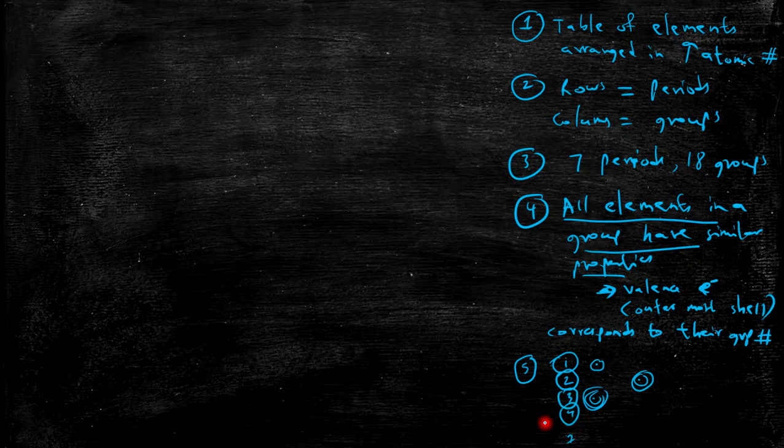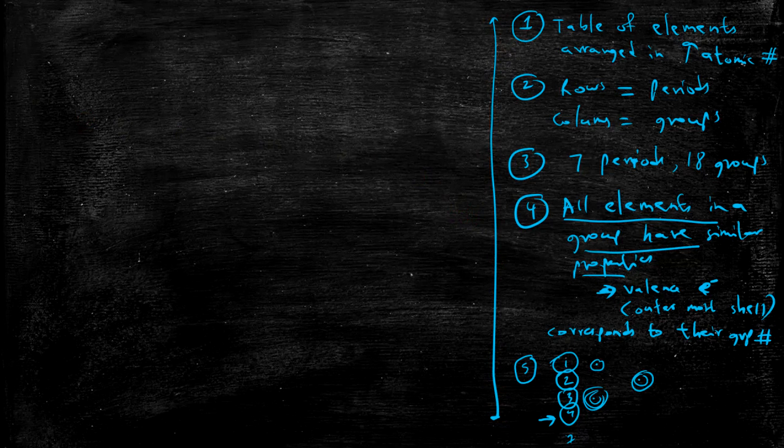So if I say there is an element which belongs to the 4th period, you will say it will have 4 energy levels. Okay, so this is the basic that you need to understand, and let's go ahead and draw a skeletal diagram for a periodic table.